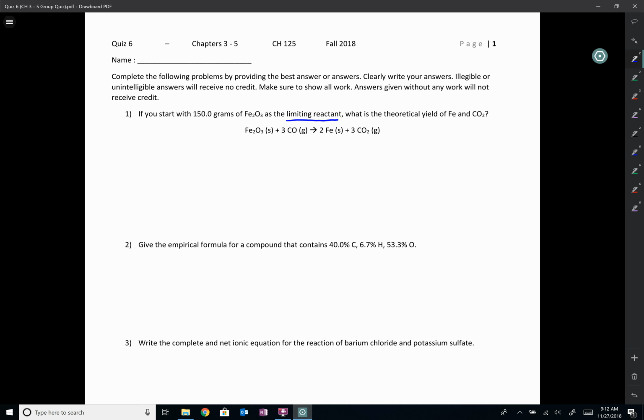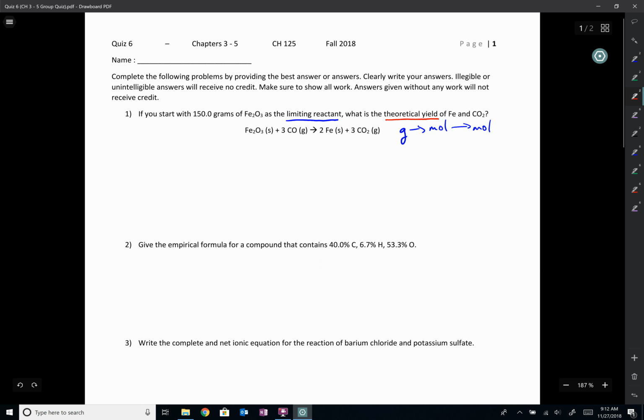So really, this question is just asking how many grams of iron and CO2 can be made from 150 grams of Fe2O3. So we're given information about grams of Fe2O3. We need to convert it into moles of Fe2O3. We're going to compare moles to moles, and it doesn't even specify, right? So we can just leave our answer in moles then, right? It doesn't tell us how many grams, it just says what is the theoretical yield, right? So that's going to be our plan of attack here.